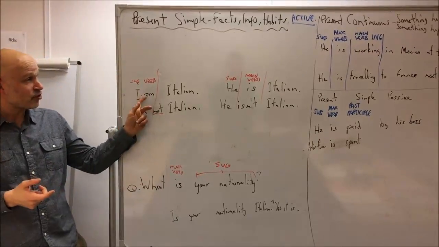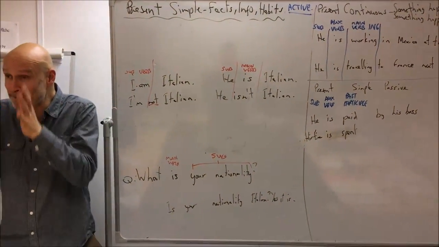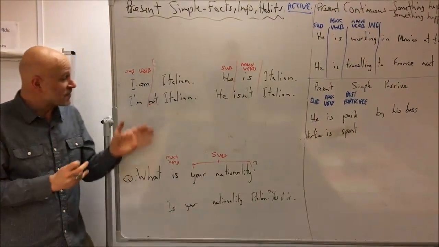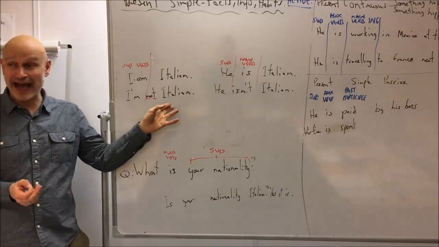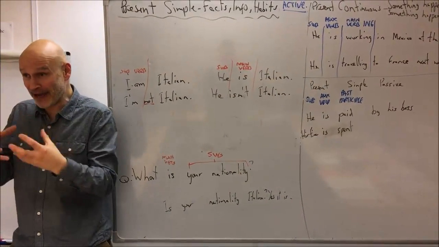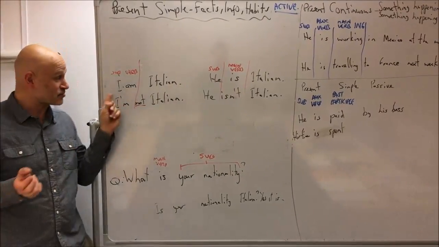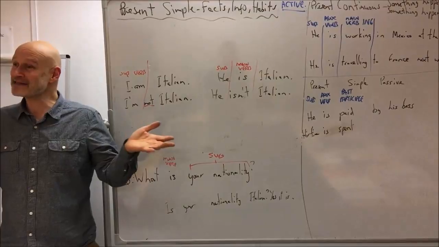Whether it's positive or negative, it doesn't matter. Subject and the main verb to be. It's the main verb because it's the only verb. And after it we have an adjective, or I could say I am a man, which means I am, subject and verb with a noun. Or I am a handsome man.